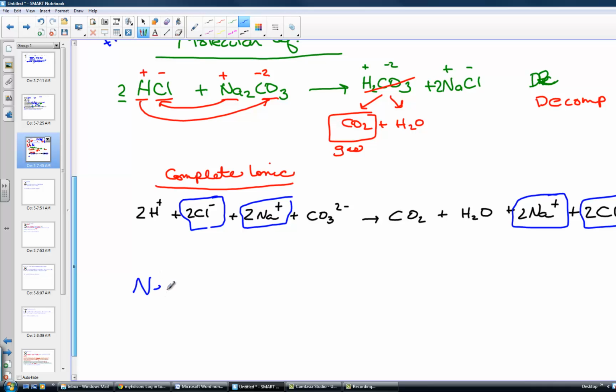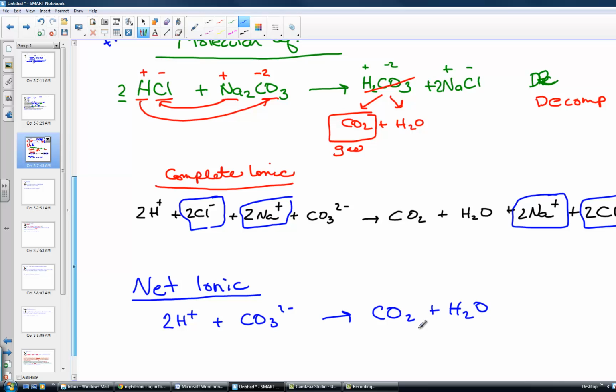When we move from the complete ionic to the net ionic, we're eliminating the spectators and writing out the chemistry. What's left if we eliminate the spectators we've circled above? I would see 2 aqueous hydrogen ions reacting with 1 aqueous carbonate ion, forming carbon dioxide, water. The driving force are the bubbles of CO2.